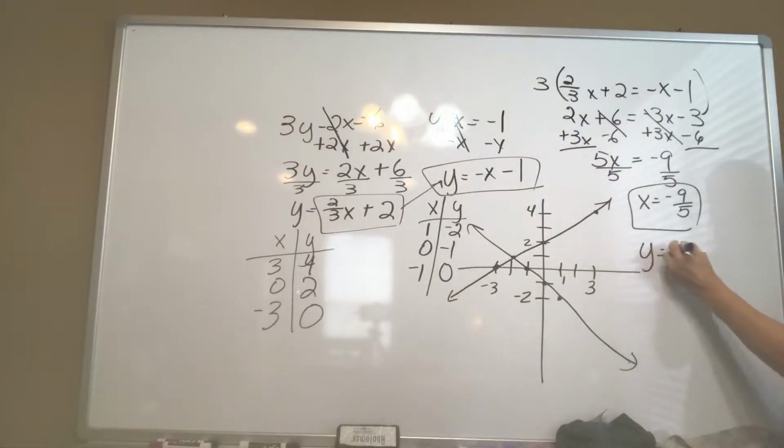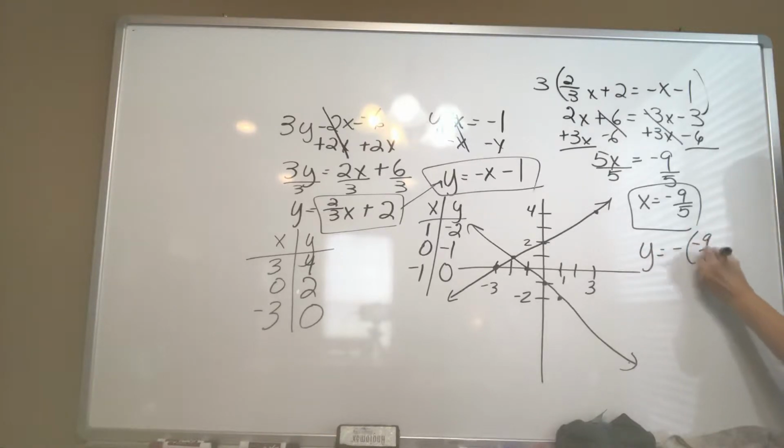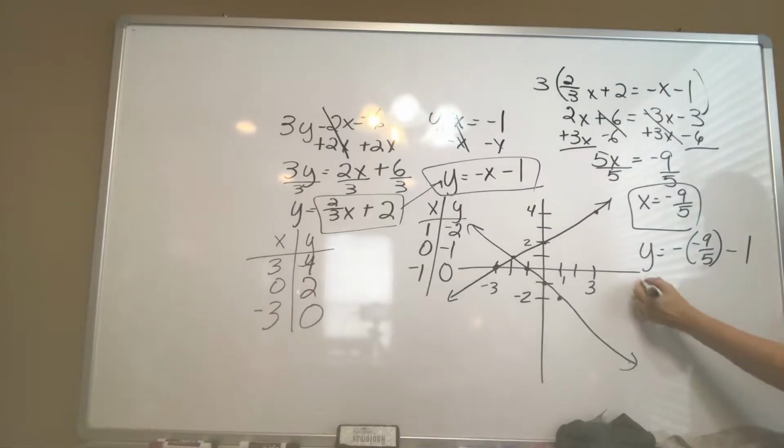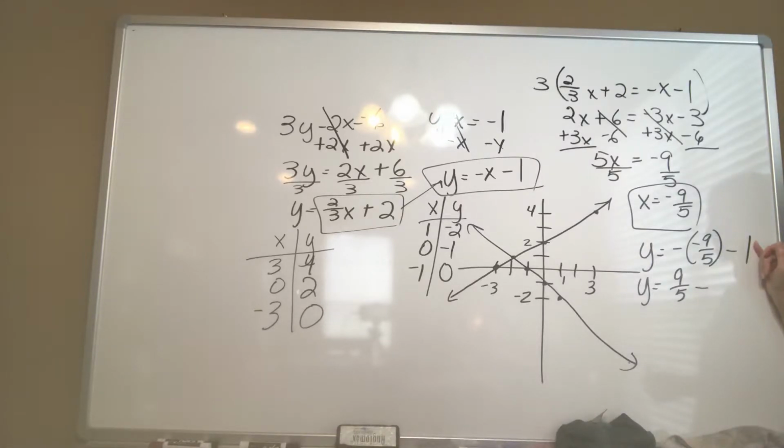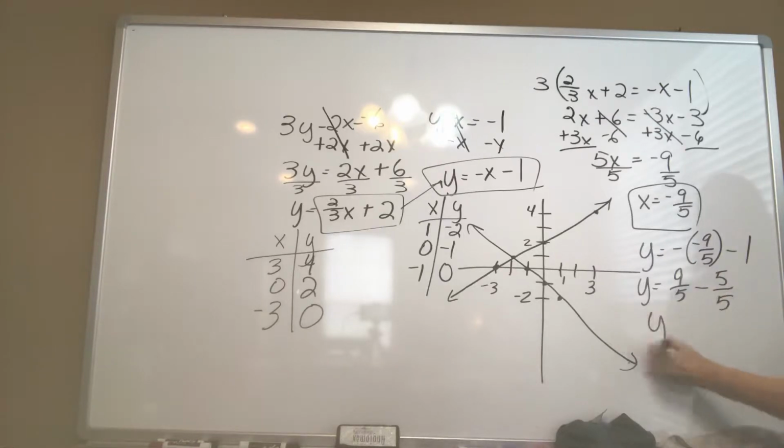So now y equals the opposite of negative 9/5 minus 1. Opposite of a negative is a positive, 9/5. And I'm going to make this 1 as 5 over 5, so that we have a common denominator. So y is 4/5.